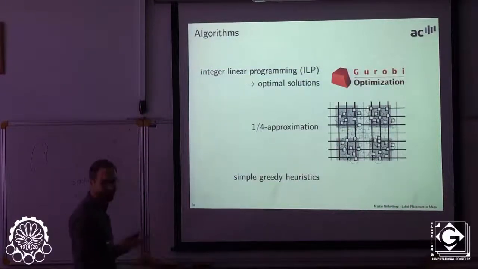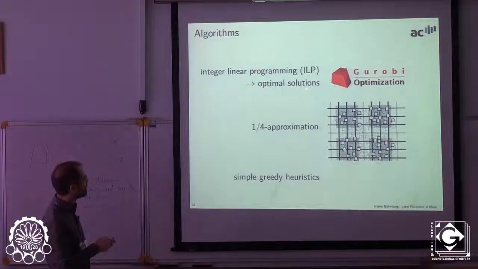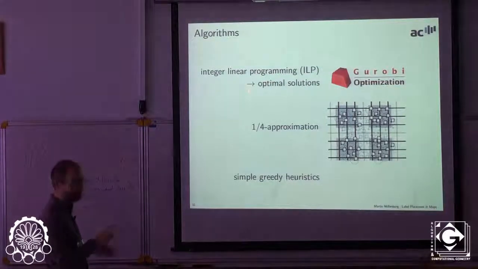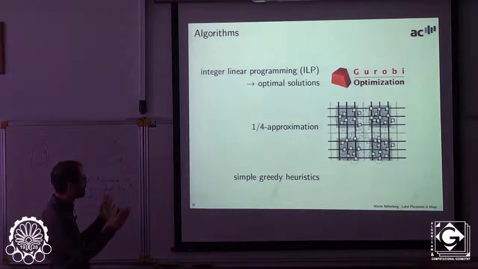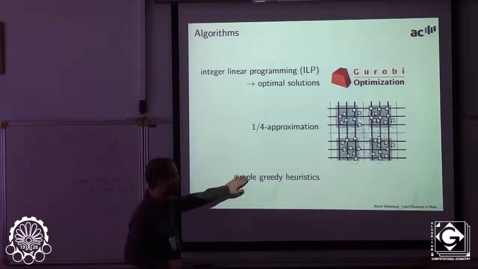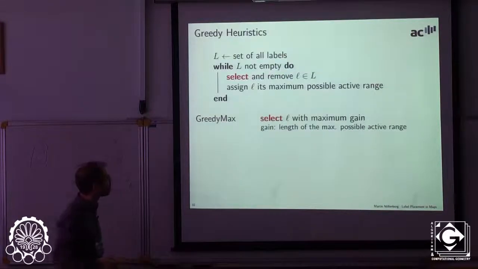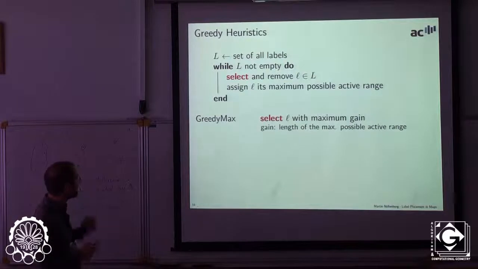So we try to compare that using both optimal solutions that we compute for small instances using integer programming, for example. We have our 1/4 approximation implemented, and we have some simple greedy heuristics that also work here. Greedy heuristics work like this: you have your set of labels. While it's not empty, select one, assign the currently maximum possible active range, update, and repeat.